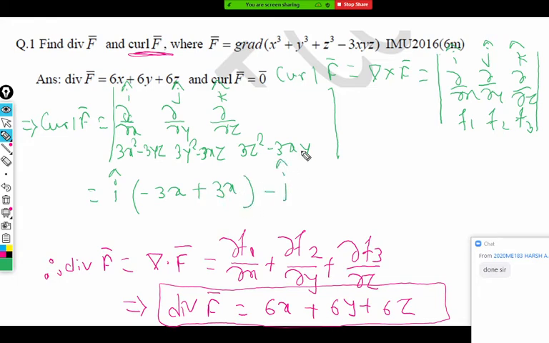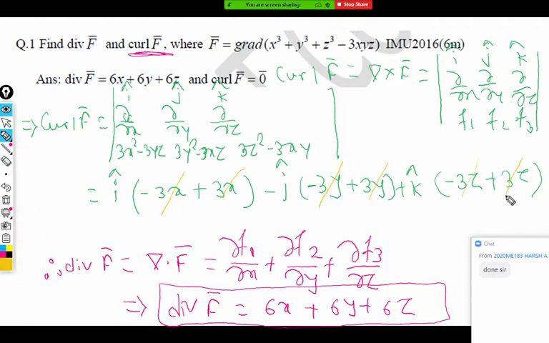Similarly, we have the other derivatives: minus j cap into the derivative of f3 with respect to x. Now it is minus 3y, and then the derivative of f1 with respect to z, minus minus becomes plus 3y. Plus k cap into the derivative of f2 with respect to x, which is minus 3z, minus the derivative of f1 with respect to y, again minus minus plus 3z. We observe each and every component getting cancelled, and we are getting just a zero vector. So curl f bar is a zero vector.